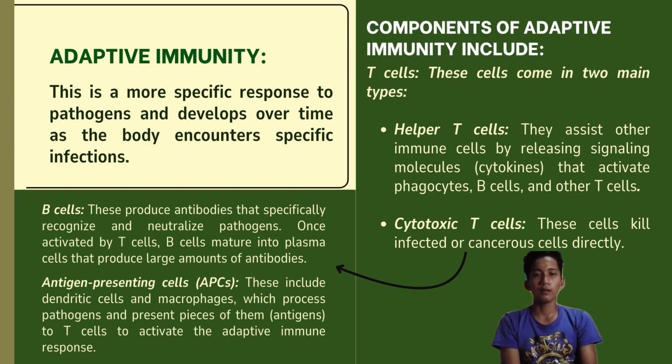These cells kill infected or cancerous cells directly. Next is B cells. B cells produce antibodies that specifically recognize and neutralize pathogens. Once activated by T cells, B cells mature into plasma cells that produce large amounts of antibodies. And the last is antigen-presenting cells. These include dendritic cells and macrophages, which process pathogens and present pieces of them to T cells to activate the adaptive immune response.